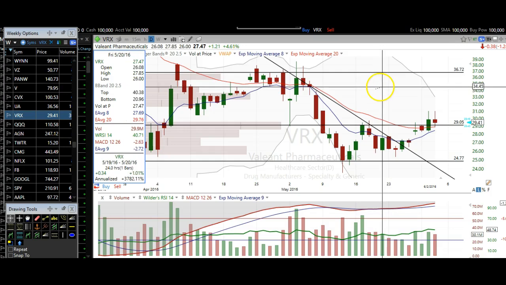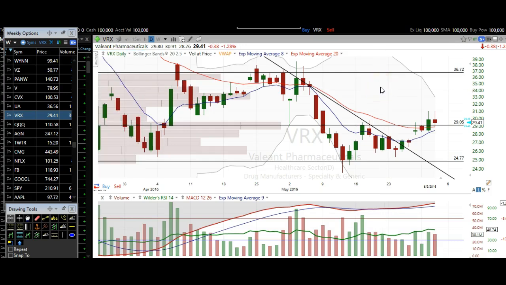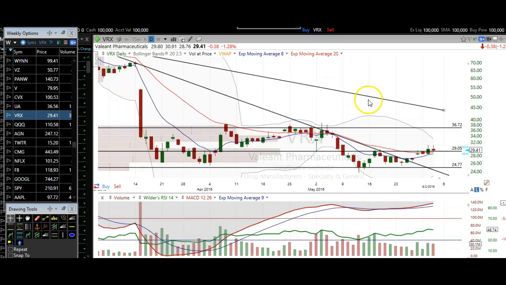We still do have a small gap to fill at about 34.45, so that may want to fill as well. The main resistance on VRX is going to be right around 36.72. So it can head up to there, but I would be very cautious once it makes its way up there on the long side.